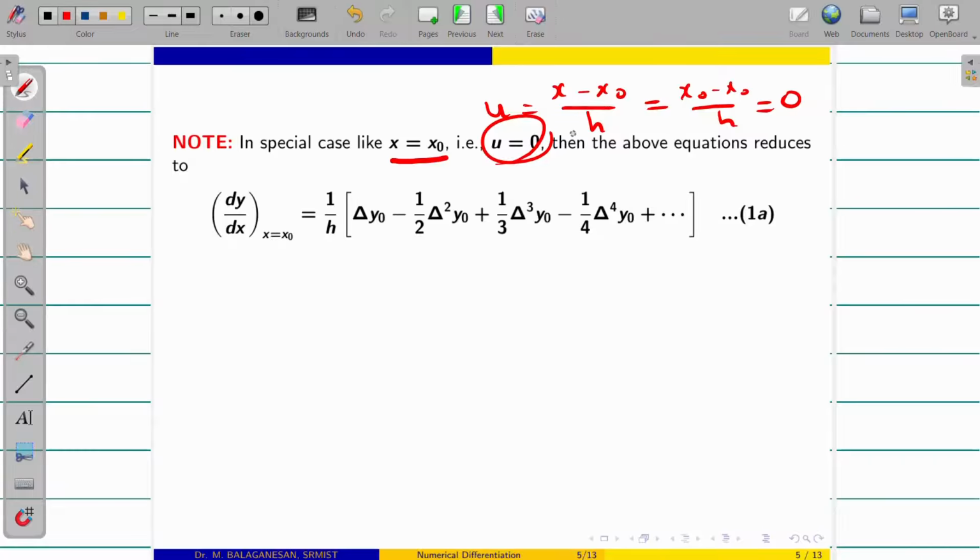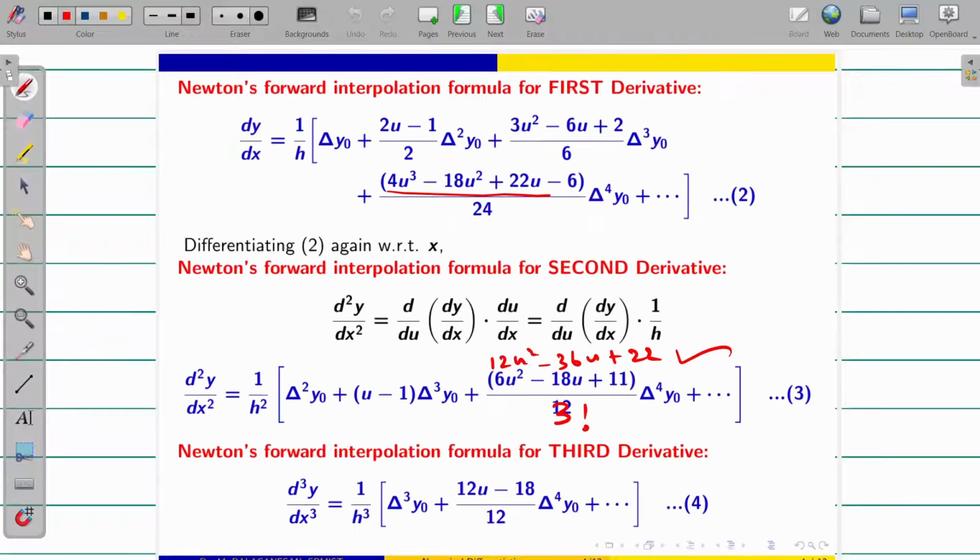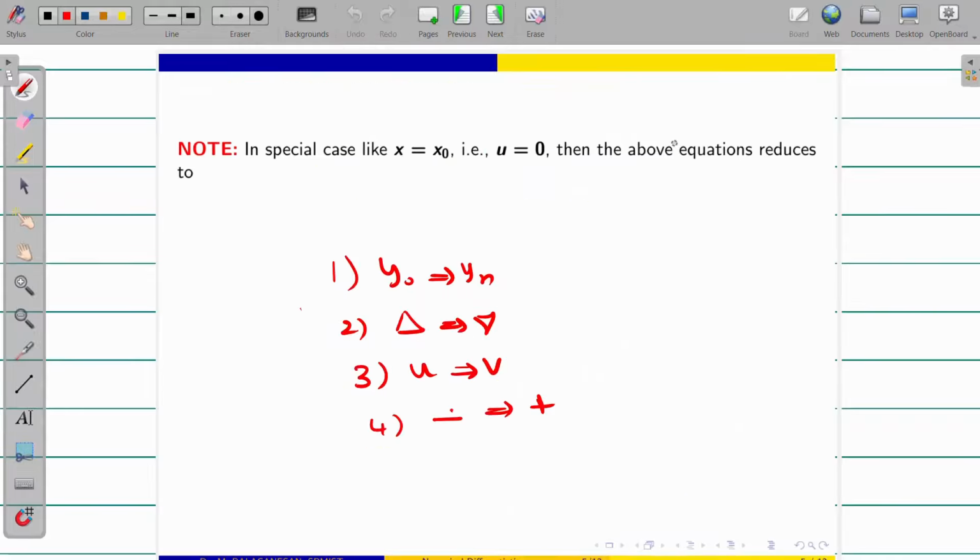So if you are at x equal to x naught, then the u value will be 0. You have to substitute that in all the formulas. If you substitute u value 0 here, what will you get? Del y naught minus 1 by 2 del square y naught. Here u value 0, 2 by 6 is 1 by 3, so 1 by 3 del cube y naught. Here 6, 1 by 4, minus 1 by 4 del power 4 y naught. This is what you will get here.